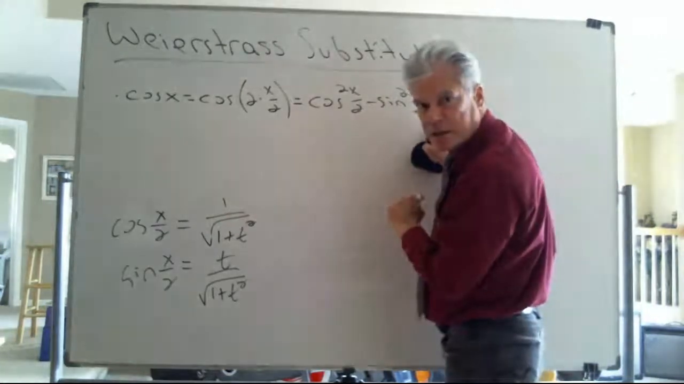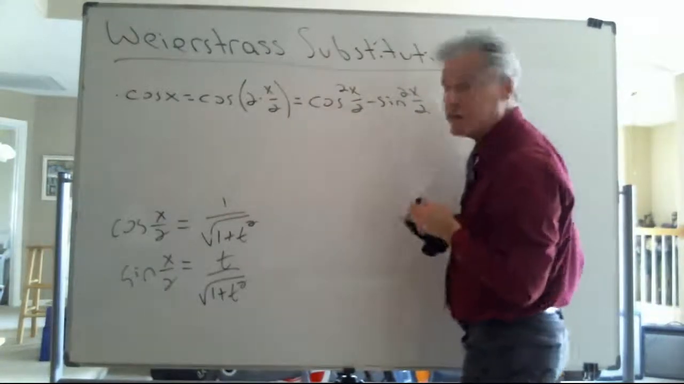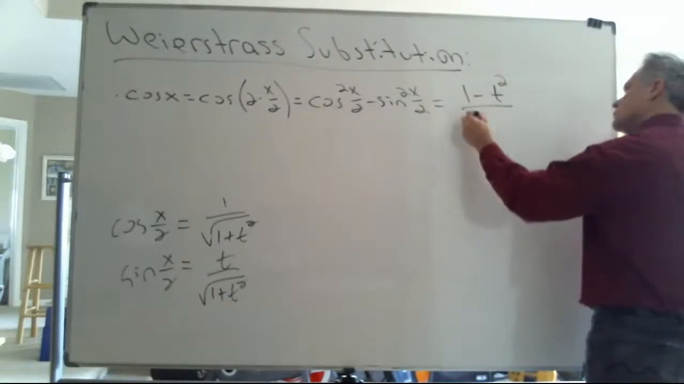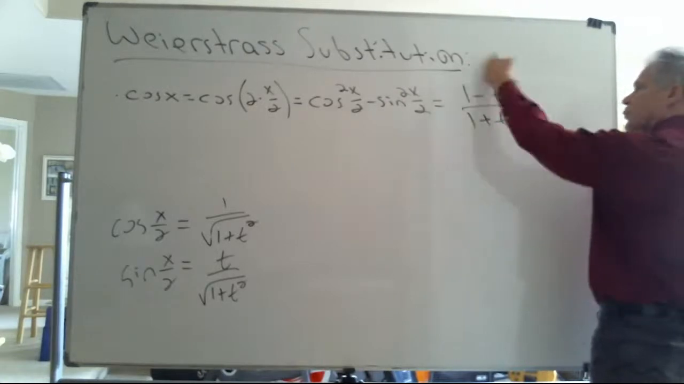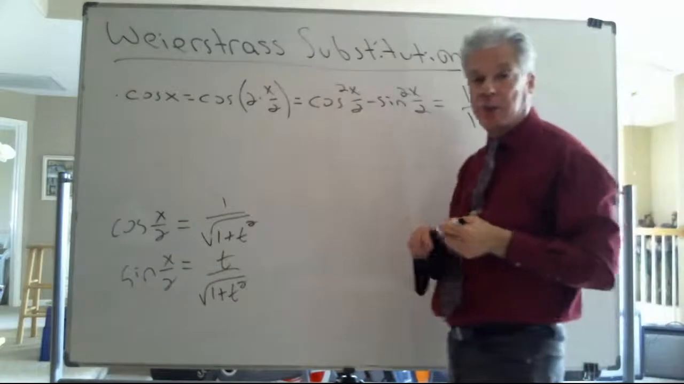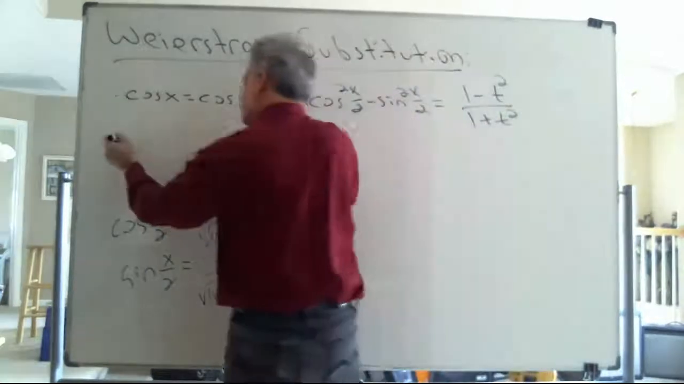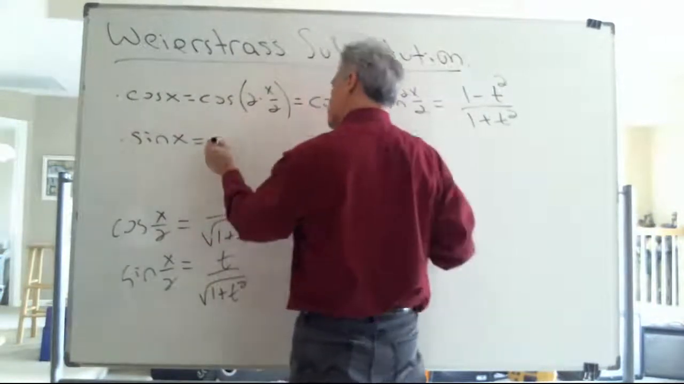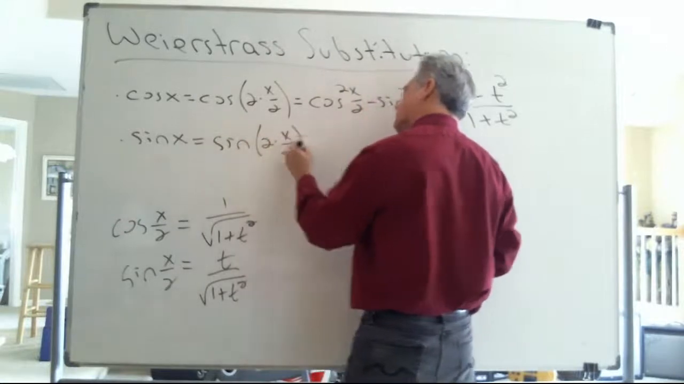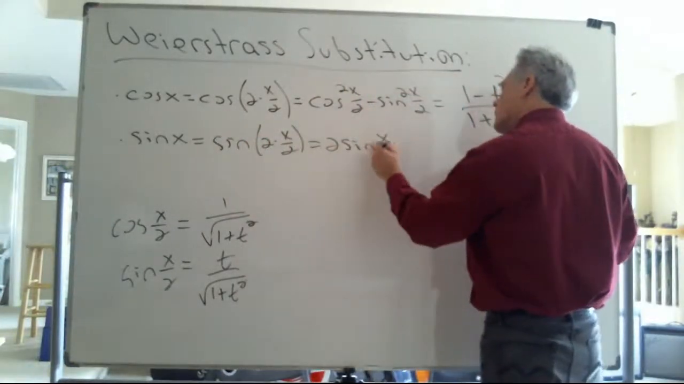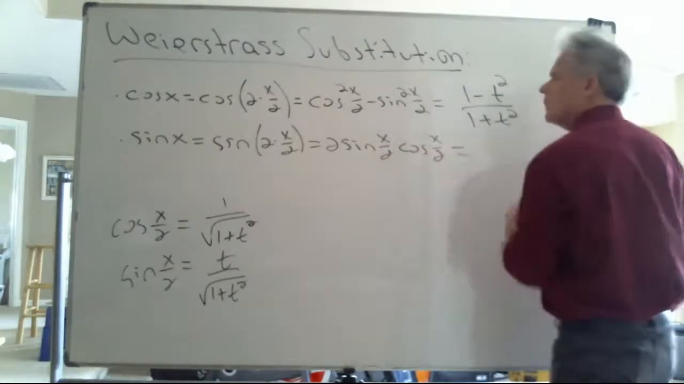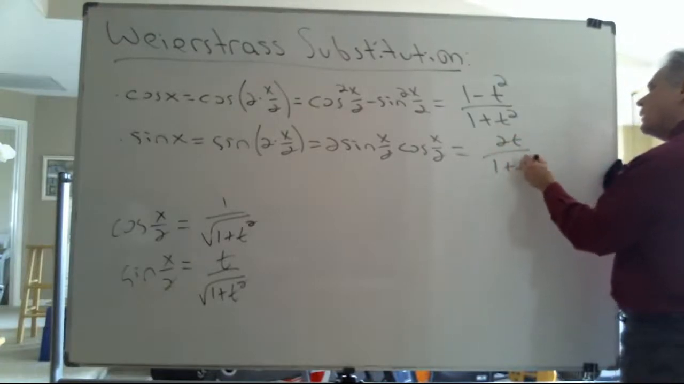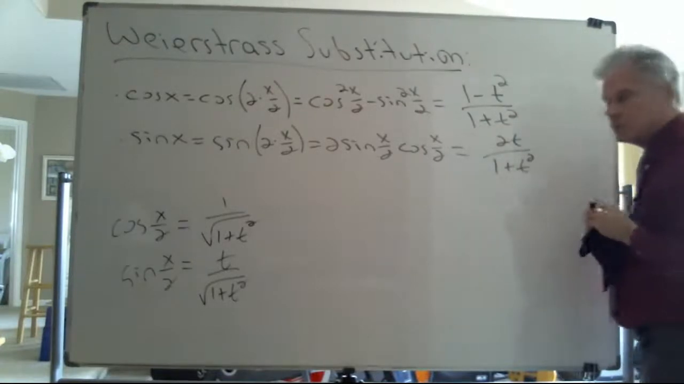There's an application of a double angle identity. Well, one of the three double angle identities for the cosine function. So there is a rational expression I can replace a cosine of x with in terms of t. Here's a rational expression in t I can use for sine of x.